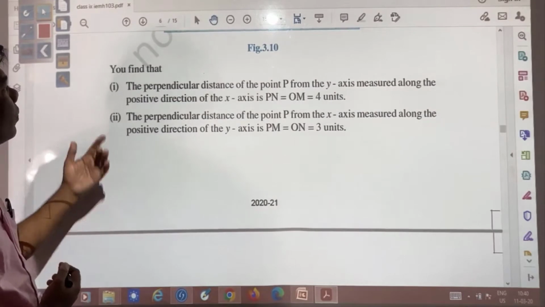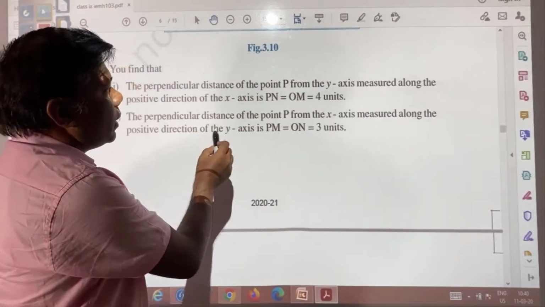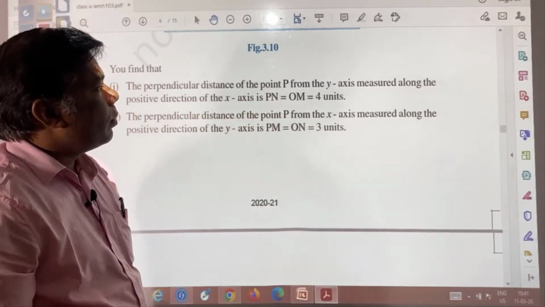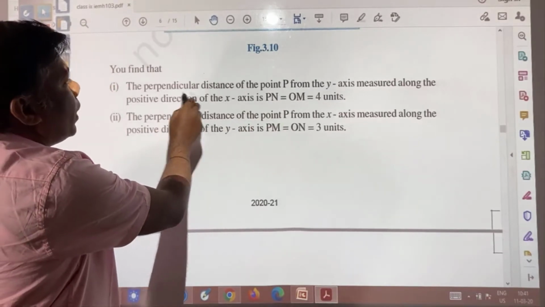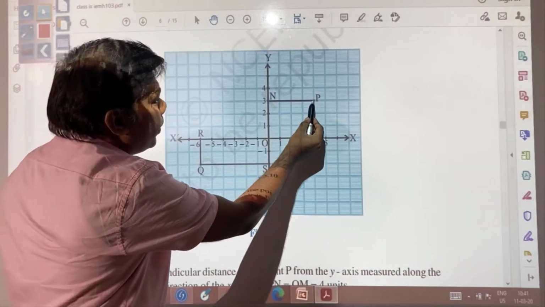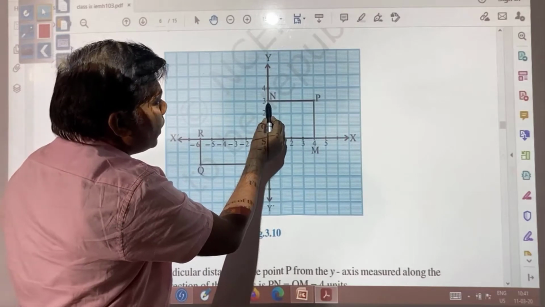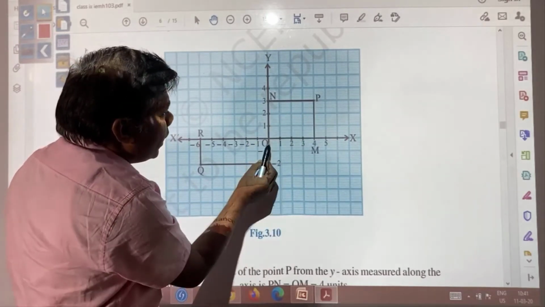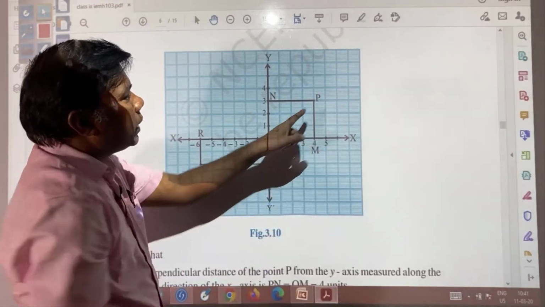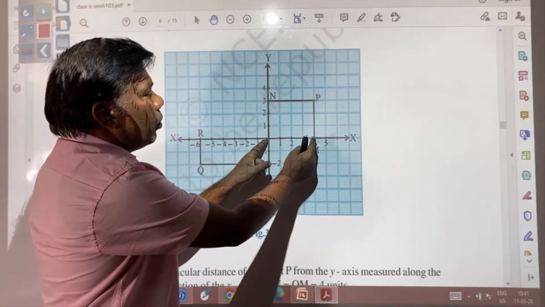Now you find that the perpendicular distance of the point P from the y-axis, measured along the positive direction of the x-axis, is PN, which is equal to OM, and that is equal to 4 units. The perpendicular distance of the point P from the y-axis, how much is it? The distance from N to P is equal to O to M, and that is equal to 4. You can see this point P is how far from the y-axis? 4 units.